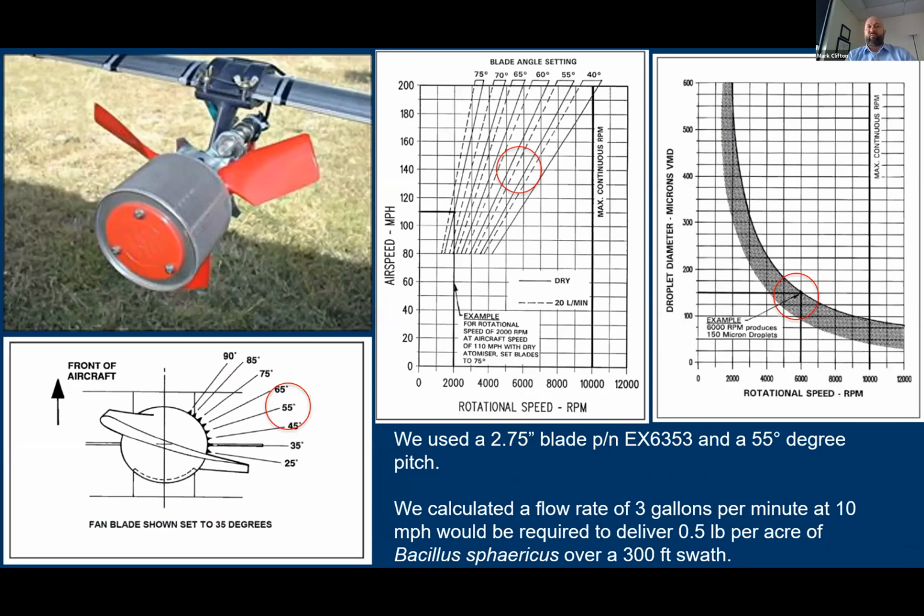Micronair has a manual which shows how to organize this rotary atomizer so that it'll give you the correct droplet distribution. We know we wanted droplets at about 150 microns, and the figure on the right shows that we should want a rotational speed of about 6,000 RPM. And then the figure in the center shows that to get 6,000 RPM at about 140 miles per hour, which is the wind speed coming out of the turbine, you want about a 55-degree blade angle, and that gets you right where you need to be to make this work.